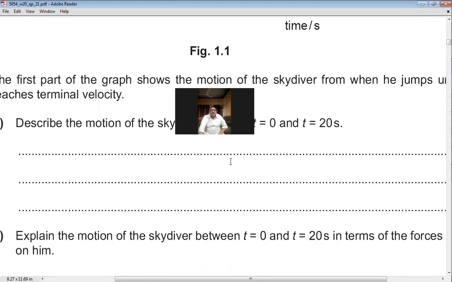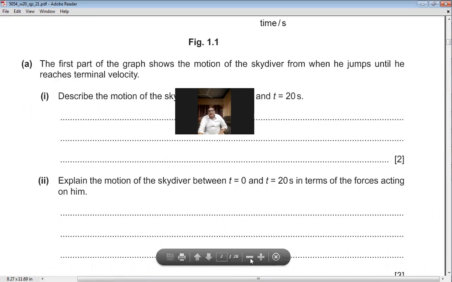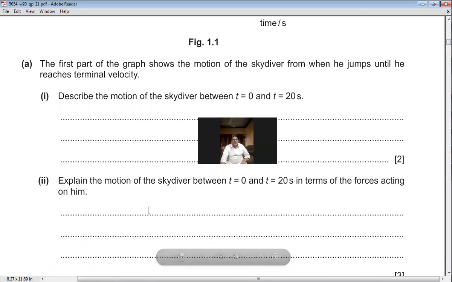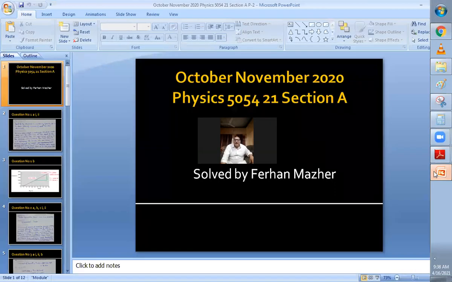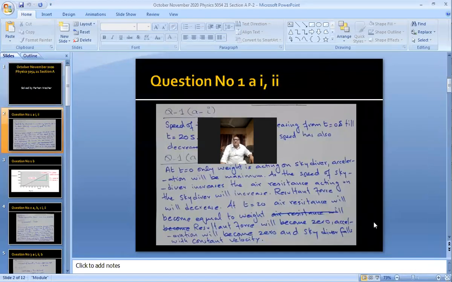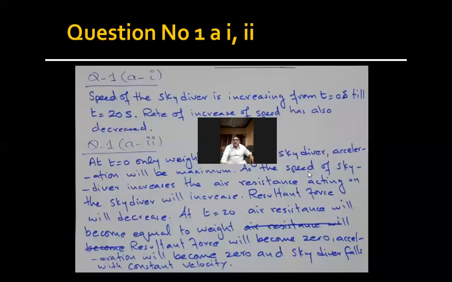This is the question: the first part of the graph shows the motion of the skydiver from when he jumps until he reaches terminal velocity. Describe the motion of the skydiver between t equals 0 and t equals 20. It's a 2-mark question. I have written this answer. Let me show you my answer, and then we will see. Okay, so here we go.